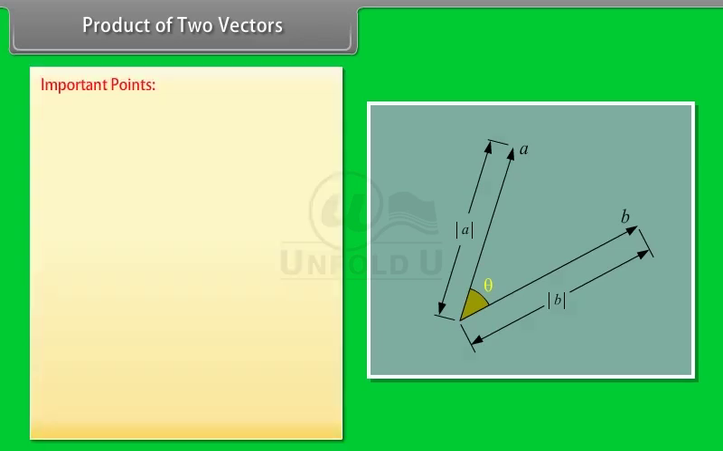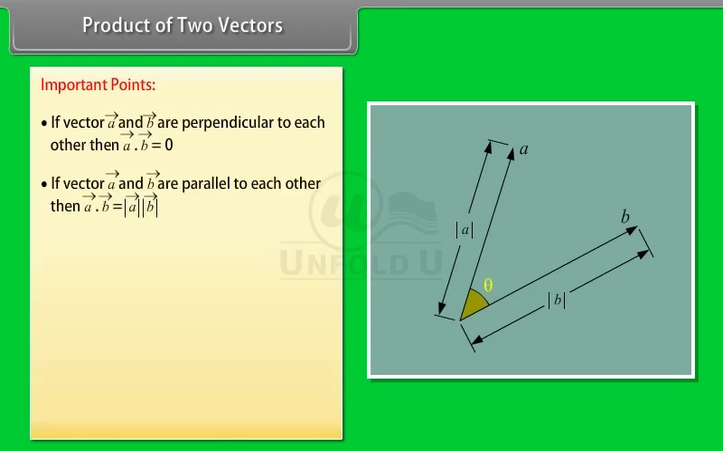Important points. If vector A and B are perpendicular to each other, then the dot product of vector A and B is 0. If vector A and B are parallel to each other, then the dot product of vector A and B is the magnitude of vector A times the magnitude of vector B.